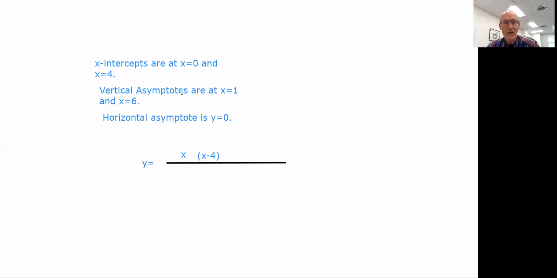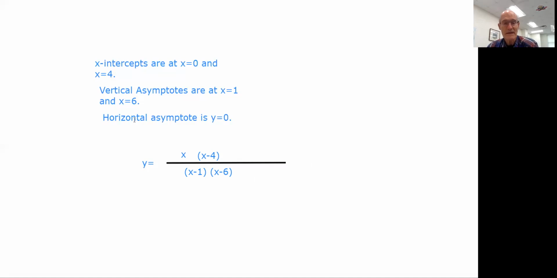Now, if you remember, my vertical asymptotes occur where the denominator is 0. So if I have a vertical asymptote at x equals 1, then I will have a factor on the bottom of x minus 1. And since I have a vertical asymptote at x equals 6, I will have a factor of x minus 6. Now that takes care of my x-intercepts, and that takes care of my vertical asymptotes.